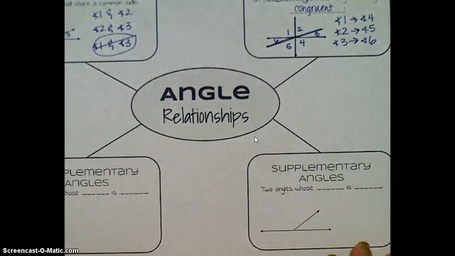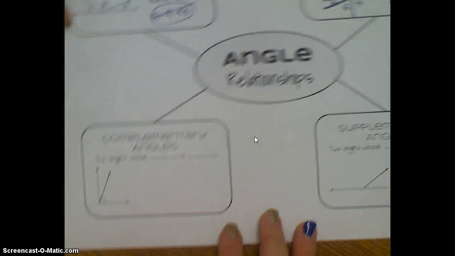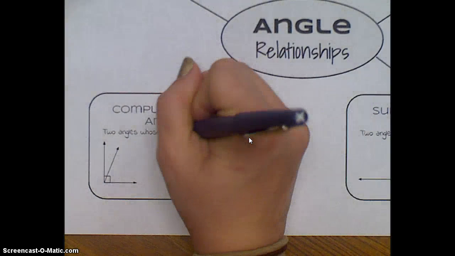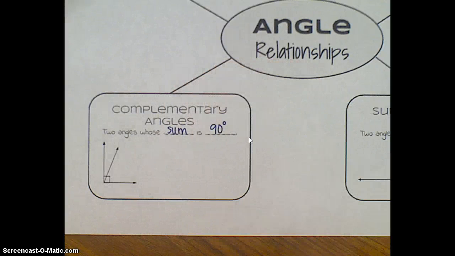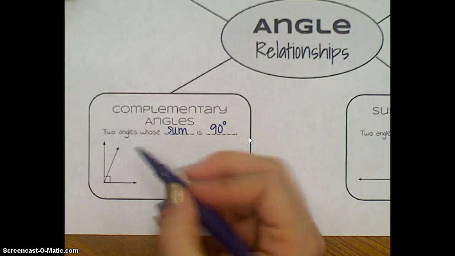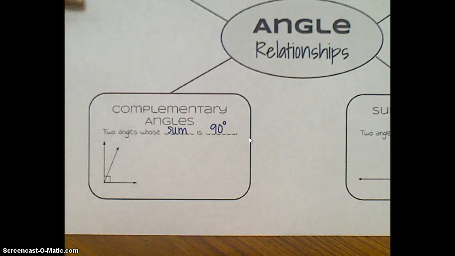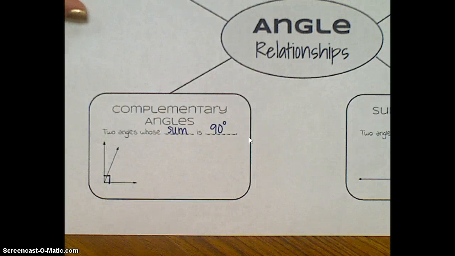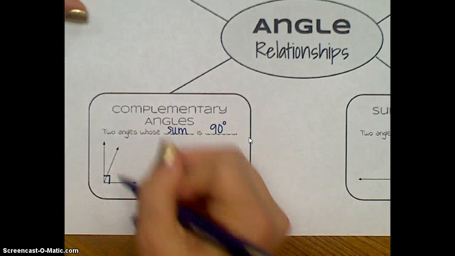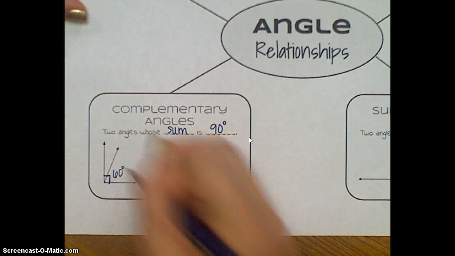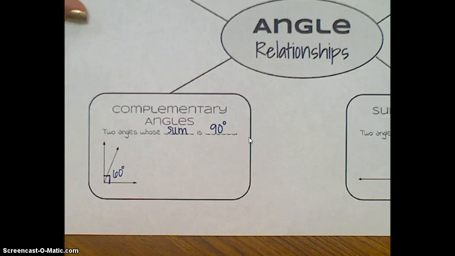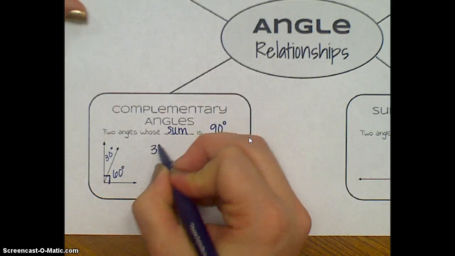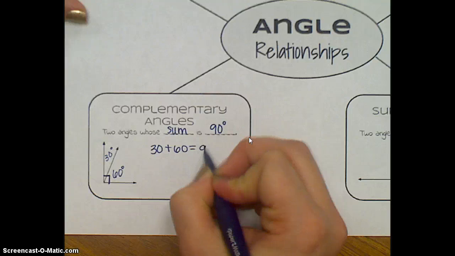Our next type of angle relationships are complementary and supplementary. Complementary angles are two angles whose sum is 90 degrees. So these two angles right here, I can tell you just by looking that their sum is 90 degrees because they have this little right angle indicator, which is 90 degrees. So let's say that this angle right here is 60 degrees. If these are complementary by this model, then that one would have to be 30 degrees because 30 plus 60 equals 90.